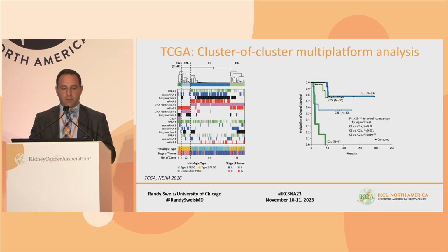And then finally, when you have all of this data overlaid on itself, you can perform a cluster analysis and basically get to 4 distinct clusters of papillary RCC. That's C1, C2A, C2B, and C2C. So C1 corresponds with the MET-driven type 1 papillary RCC.